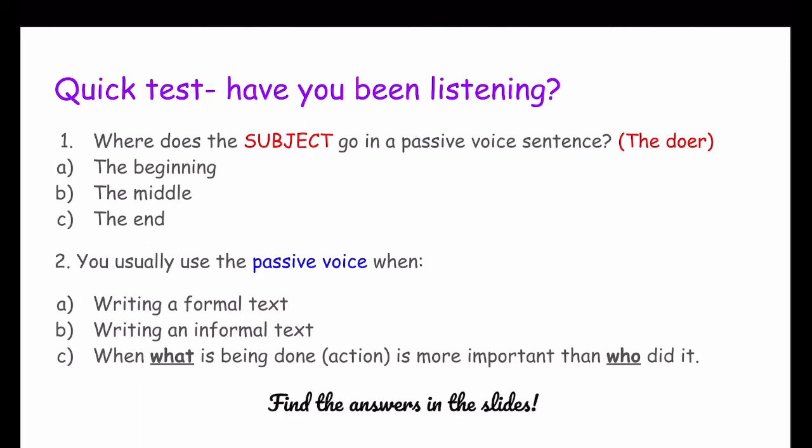Now here's a quick quiz to see if you've been listening. Number 1, where does the subject go in a passive voice sentence? So that's the doer of the sentence. So does it go at the beginning, the middle, or the end? Number 2, you usually use the passive voice when A, writing a formal text, B, writing an informal text, or C, when what is being done is more important than who did it. Now, if you're not sure, go back in the video or the slides to have a look for the answers.